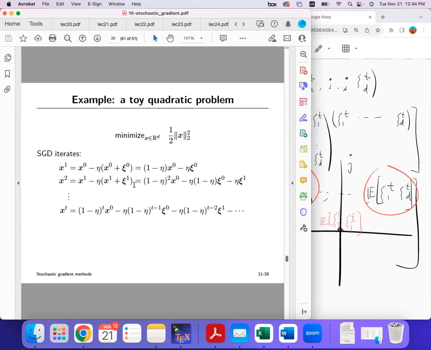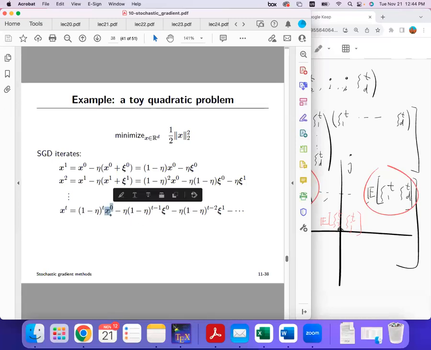x2 equals... this is the update for x2. Then you plug in the expression of x1 obtained in the first row. So eventually x2 can be written in terms of x0, psi0, and psi1. You keep doing this, and in the end, xt equals this one.